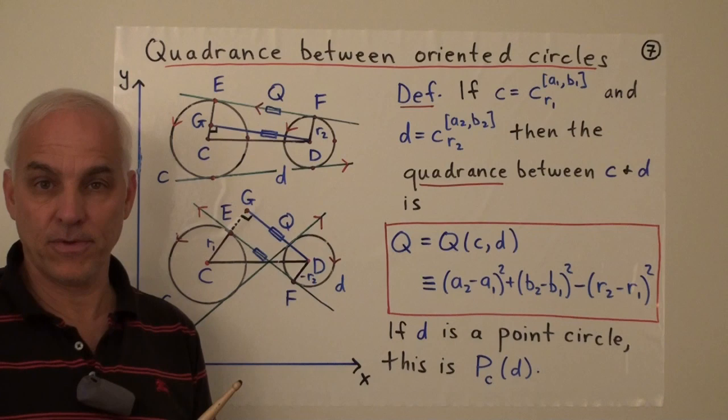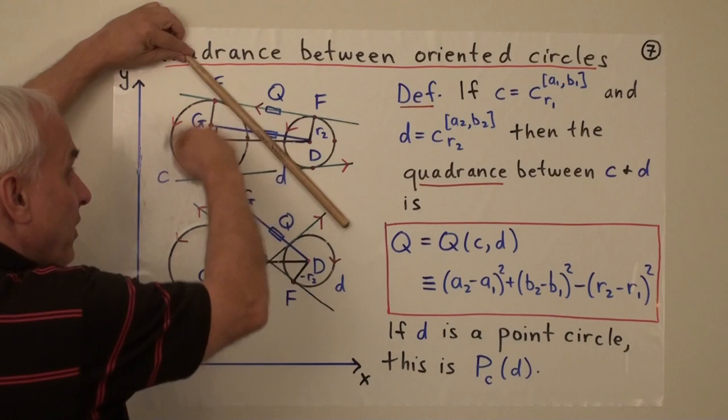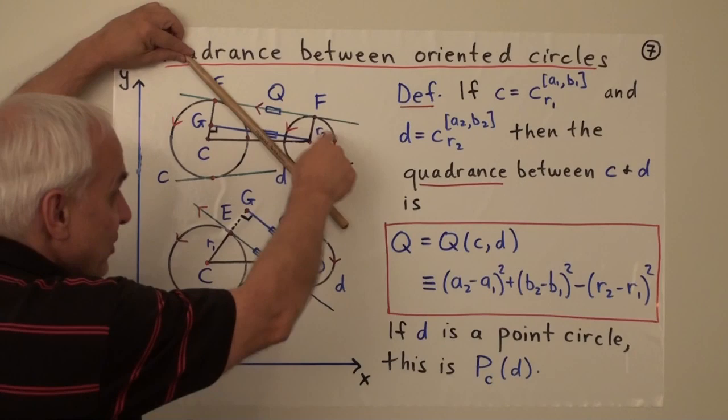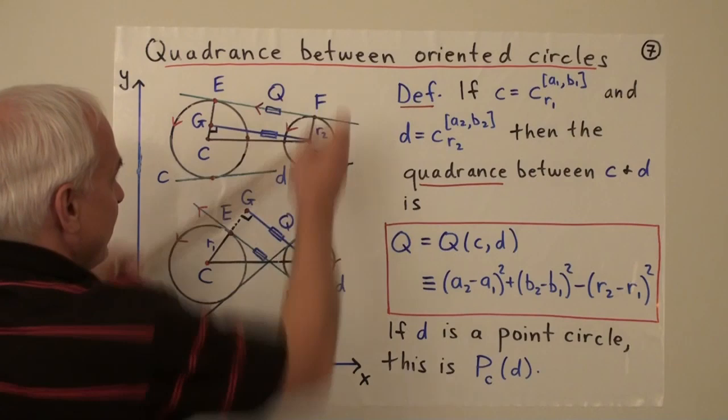This tangent here would not have that property no matter how you oriented it. If you oriented it this way, then it would agree at this point with this circle, but it would disagree, or be in sort of opposite direction, with this circle at its point of tangency. Okay. So there's something different that happens about these two lines and these two lines. These two lines are common oriented tangents to the two oriented circles.